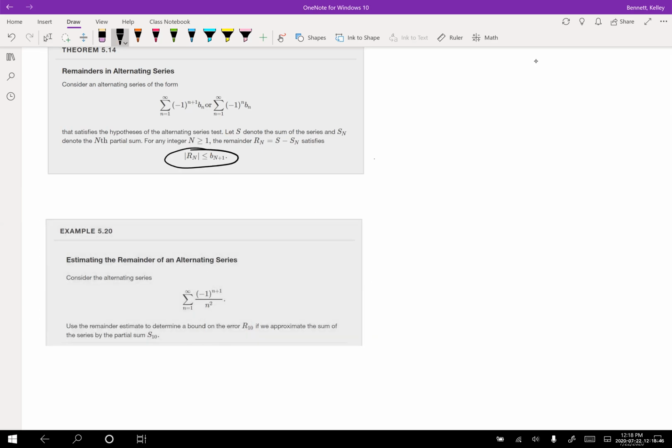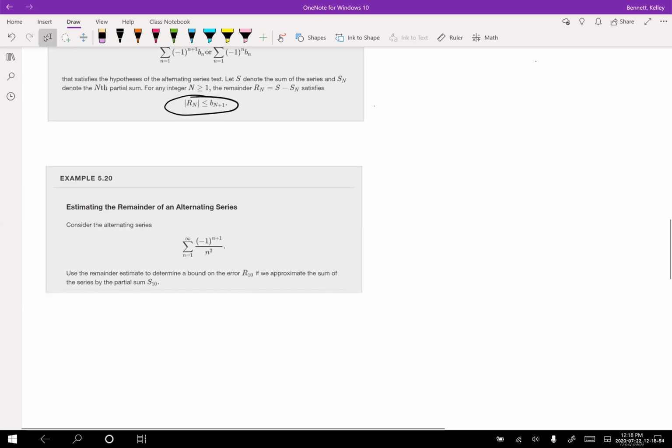So the remainder, same idea of the remainder as before, is just less than or equal to the n plus 1th term. So for this guy here, Bn is 1 over n squared.